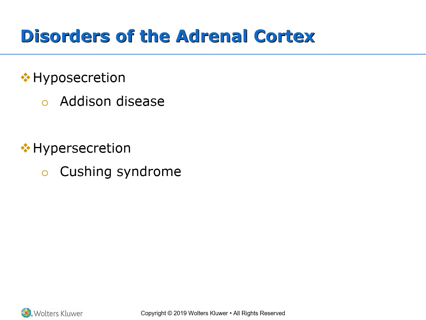So we have two types of disorders of the adrenal cortex. We'll have those with hyposecretion. Again, that's the common denominator when we are talking about endocrine glands. We may have hypo or hypersecretion. For the hyposecretion, we have what is called Addison disease, while for the hypersecretion, we have Cushing syndrome.